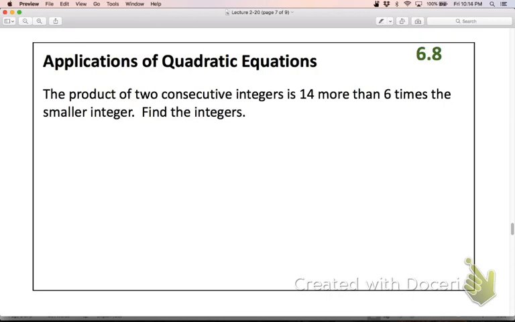We've done problems like this before, but when we looked at them before, they were the sum or the difference of the integers, but now we're multiplying them together. So we need to define our variables and decide how we want to define these consecutive numbers. Let's let n equal the smaller integer.